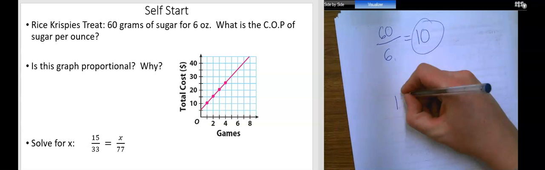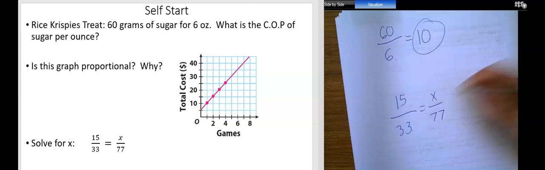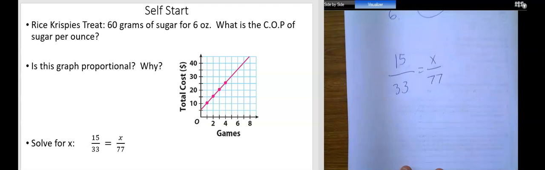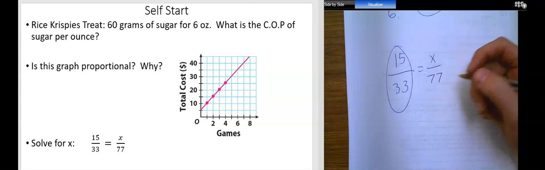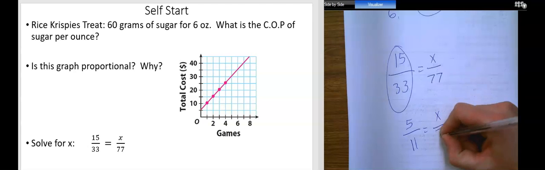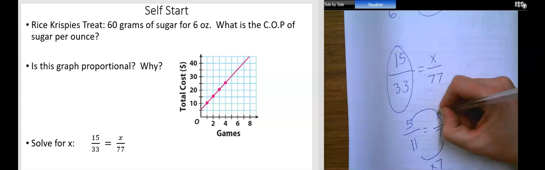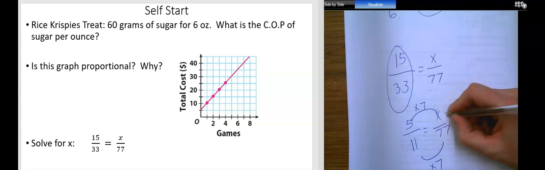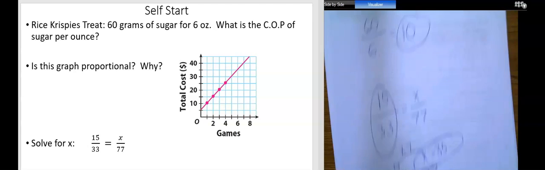The third one, solve for x. 15 over 33 equals x over 77. An easy way to do this would be to say, hey, 15 33rds reduces by 3. So that'd be 5 11ths equals x over 77. Times that by 7, which means we need to times this by 7. 5 times 7 is 35. And that is one approach to the problem.